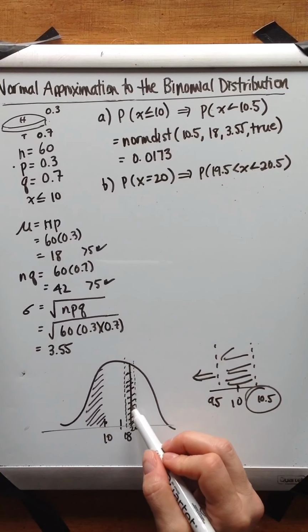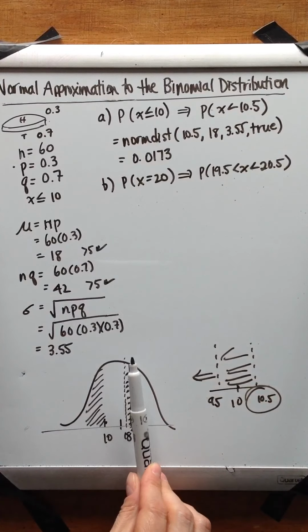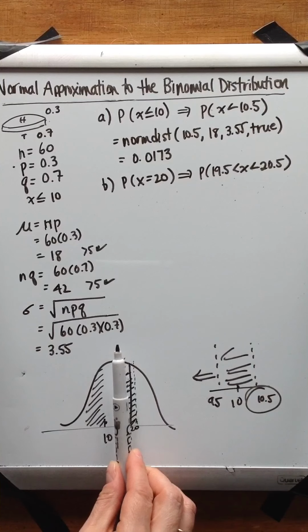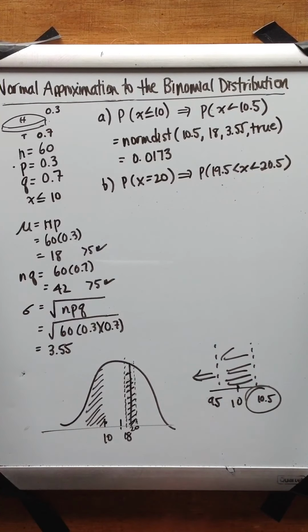So to find the area of this little wedge, if you will, we'll have to find the area under the curve from 20.5 on and to the left, subtract from that the area of the curve from 19.5 to the left, and then we'll be left with that little slice.